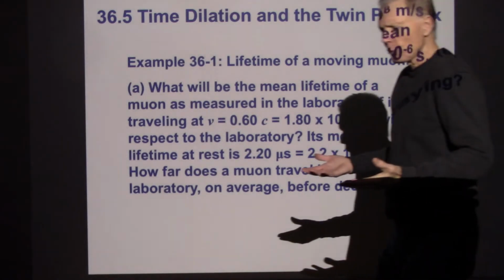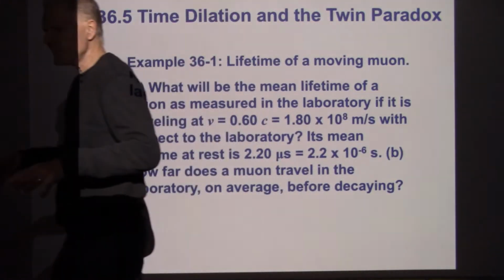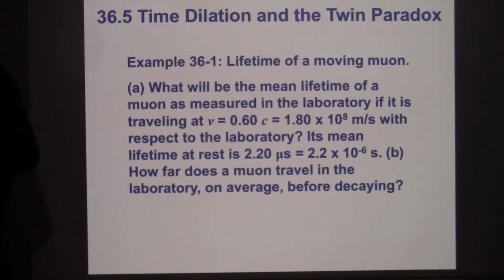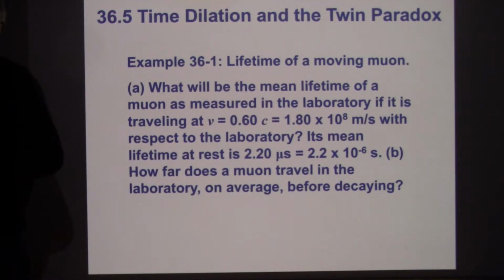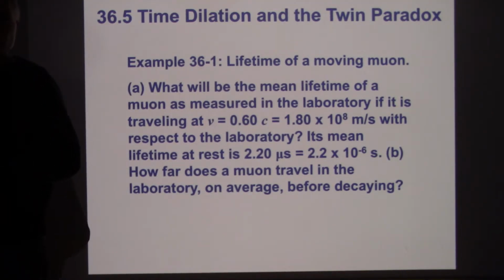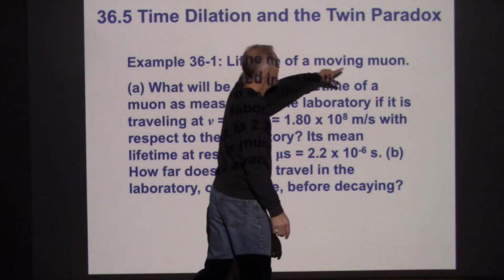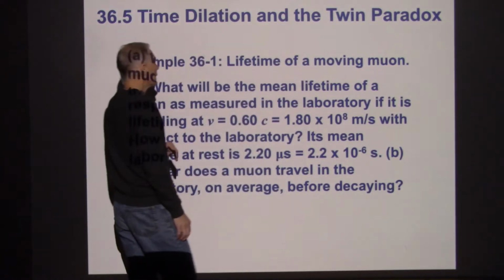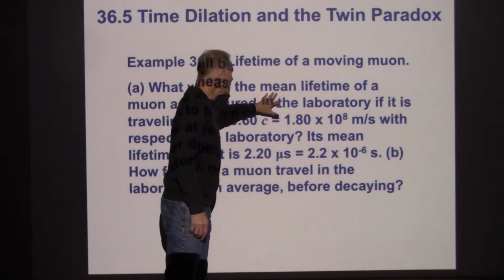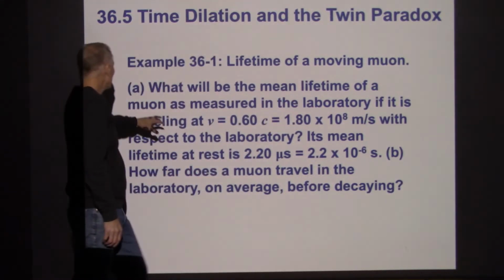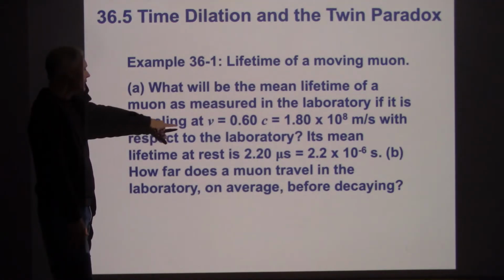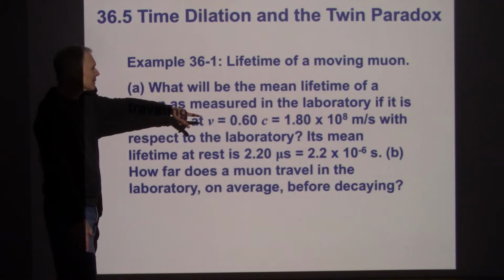If you're on board with the idea that there could be these differences between lengths and times in different reference frames, then you're ready to jump in and use the formulas that special relativity provides. So let's try this. Let's say, oh, look, it's a muon and it's moving. What will be the average lifetime of a muon if it's traveling at 0.6 c?